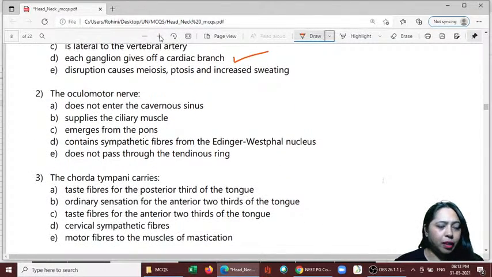Next one, the oculomotor nerve. These are the options that are given. Does not enter the cavernous sinus. It supplies the ciliary muscle. It emerges from the pons. Contains sympathetic fibers from Edinger-Westphal nucleus. E does not pass through tendinous ring. So all these are the options. Now, which one is the answer? So what do you think is the answer?